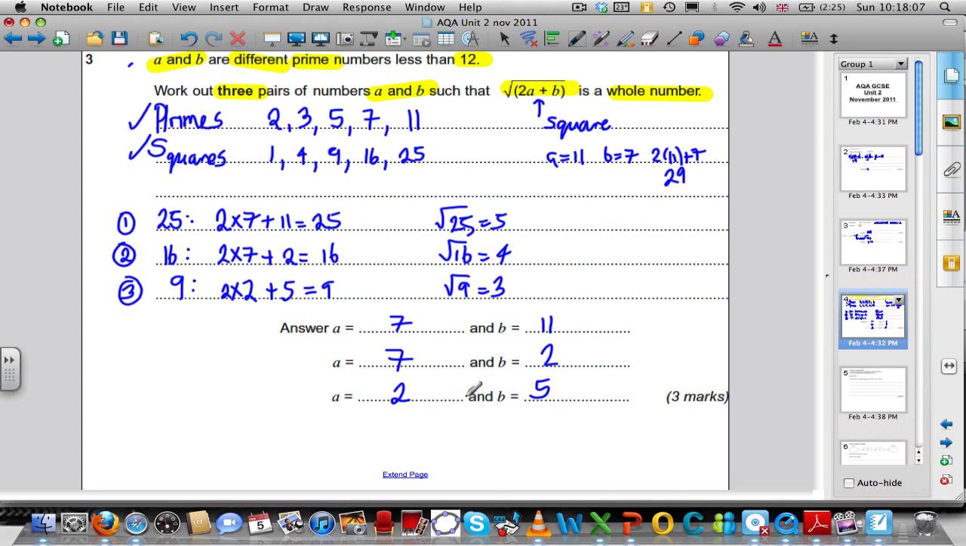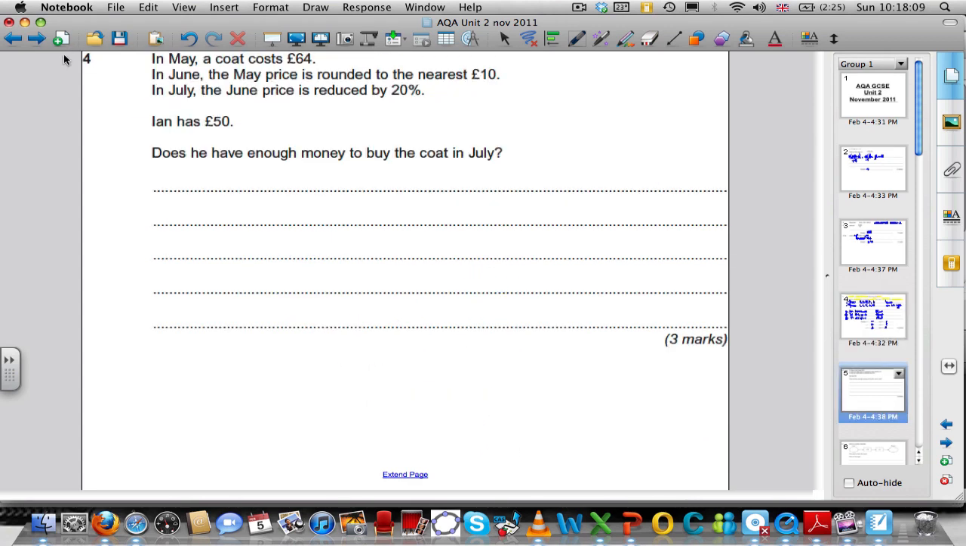Okay, moving straight on to question 4. Quite a simple question here about prices, etc. It says, in May, a coat costs £64. In June, the May price is rounded to the nearest 10. So in June, we're going to round £64 to the nearest 10. The nearest 10 to 64 is rounding it off to 60.